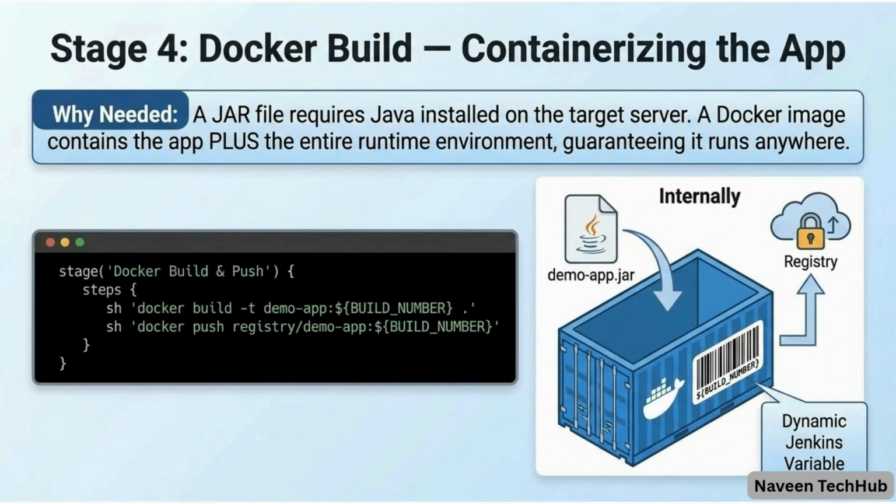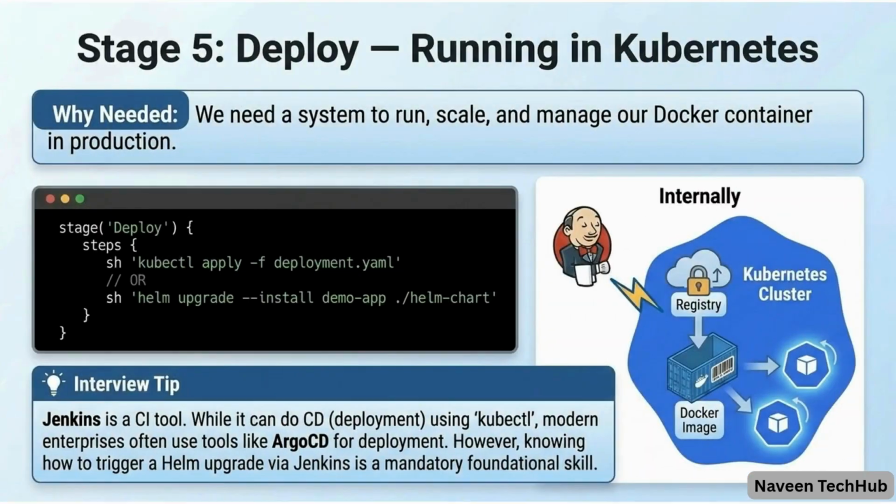After the application is built and tested, we can containerize it. A jar file still depends on a Java runtime being available on the target server. A Docker image packages the application together with the required runtime environment. Jenkins builds that image, tags it, often using something unique like the Jenkins build number, and then pushes it to a container registry.